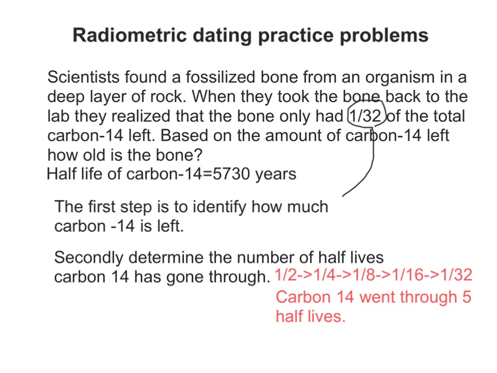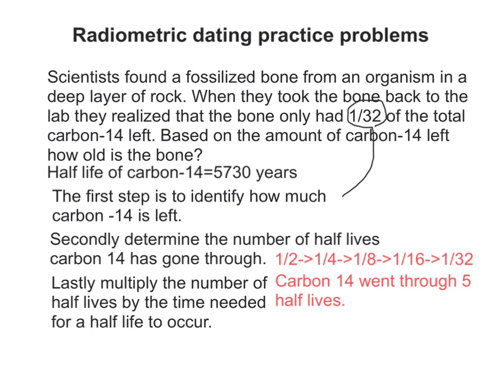starting with a half-life, which is technically half of the isotope is left. So after that, you take half of the half, and you get a quarter of the isotope is left. Half of a quarter, an eighth of the isotope is left. Half of an eighth, 1/16th of the isotope is left. And then half of a 16th, 1/32nd of the isotope is left. And from this, you can conclude that carbon-14 went through 5 half-lives.